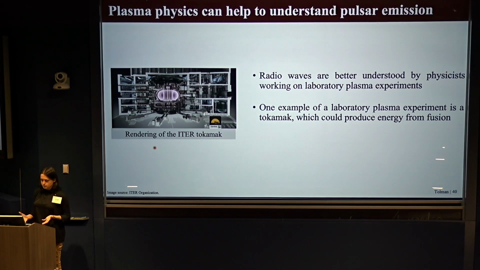Astrophysicists are not able to fully understand radio emission coming from pulsars, but radio waves are much better understood by physicists working on laboratory plasma experiments. One example of a laboratory plasma experiment is a tokamak, which could produce energy from fusion. On the left side of this slide, you see a tokamak experiment. There's a lot of equipment around it, and then at the center, you have a plasma. The idea is this plasma might create energy.